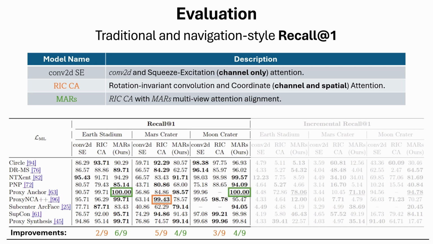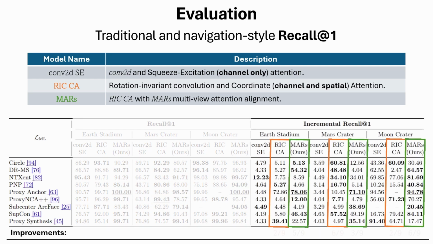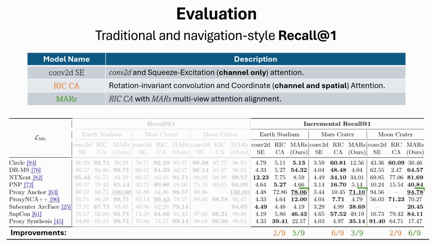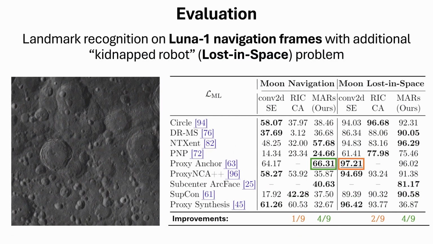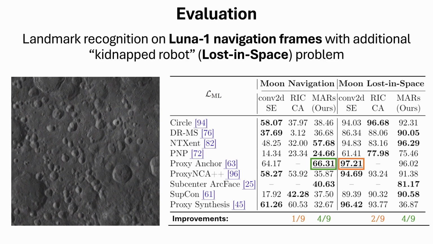Overall, a MARS model variant is best in class for Earth stadium and moon crater, while incredibly similar on Mars crater. Similar results are seen for the incremental recall at 1 experiment, where a MARS model variant is best in class on all datasets. We additionally perform navigation-style experiments on the navigation frames from Luna 1.